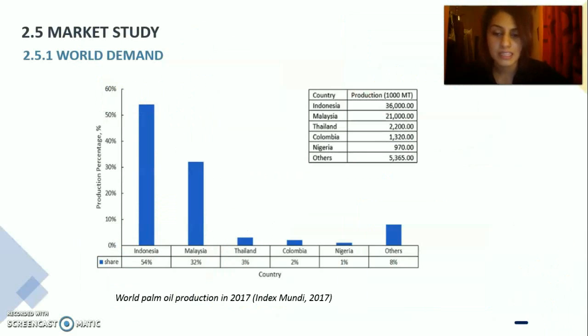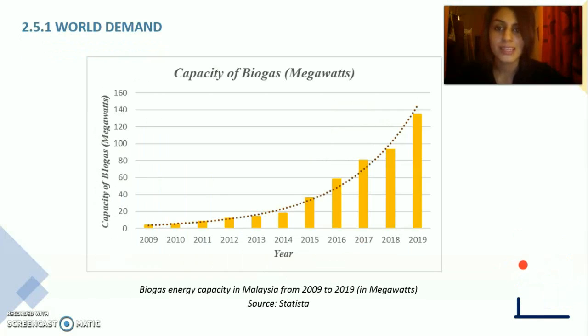As we can see in the data and plot of the graph, the growth in palm oil production in 2017 is topped by the two major palm oil producers, which are Indonesia at 54% and Malaysia at 32%. And as we can see, both the countries account for 85 to 90% of the total palm oil production across the world, followed by Thailand, Colombia, Nigeria, and others. So, in Malaysia itself, the demand has been 21 million metric tons. Next, we take a look at the capacity of biogas in megawatts.